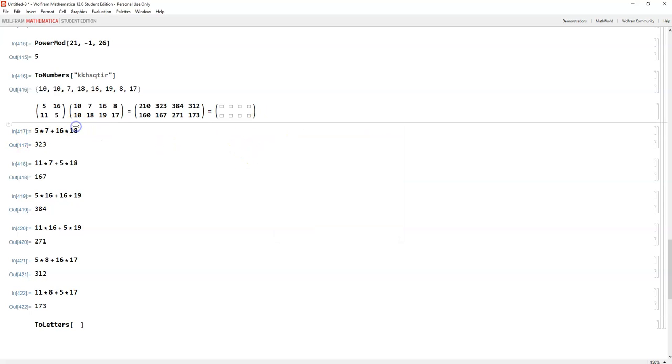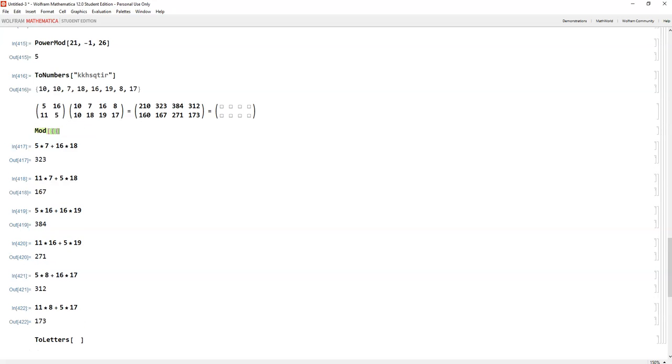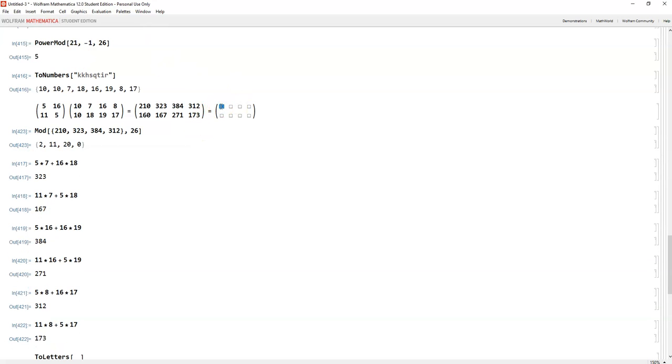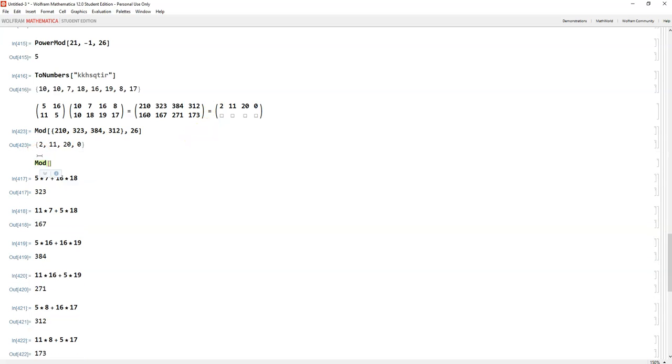All right, and I'm not even going to pretend. I'm just going to feed all the values. I'm going to do each row separately, just so I don't get confused. And that's 3, 4, 12, reduce mod 26. All right, so 2, 11, 20, 0. All right, and then I'm going to do the same with the second row.